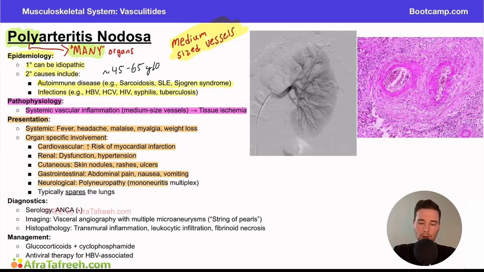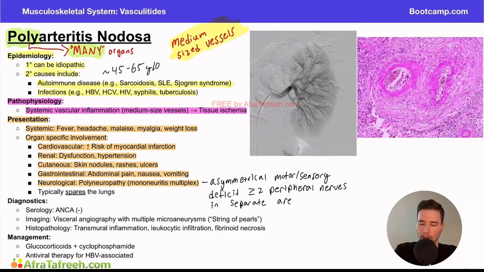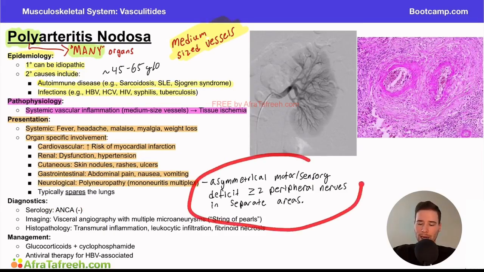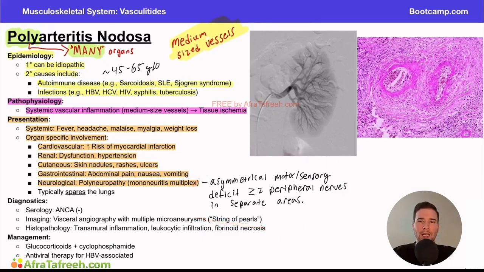Neurologically, patients can have a polyneuropathy or mononeuritis multiplex, which is a pretty unique finding. This is an asymmetrical deficit of typically more than 2 peripheral nerves that are located in separate areas. So that is to say, we can have multiple seemingly unrelated nerve neuropathies. A classic example could be somebody who has sciatic nerve pain in the lower extremity on the left side, along with a right upper extremity radial nerve pain, or radial neuropathy. This would be an example of asymmetric peripheral nerve involvement in the patient's condition.